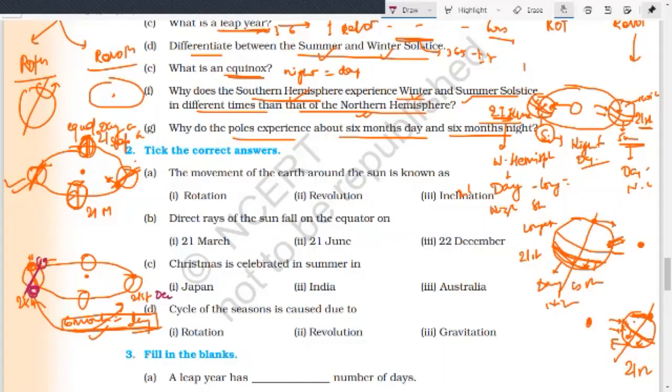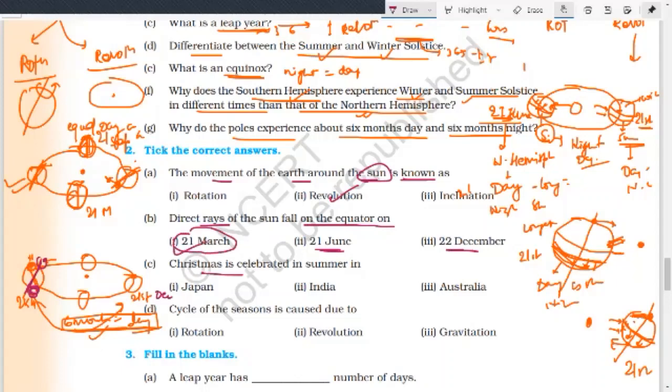Now, the movement of the earth around the sun is called revolution. Direct rays of the sun fall on the equator on what date? On 21st June you will not get direct sunlight on the equator, neither on 22nd December. You will get it on 21st March.